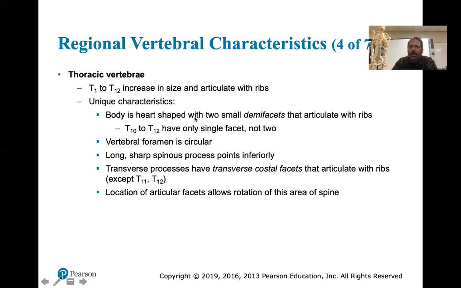So the body is heart-shaped and has two small demifacets that articulate with the ribs. T10 and 12 have only one single facet, not two. All right, so they don't attach quite as directly as the ones above it. The vertebral foramen, if you look, I'm saying it's very, very round. Okay? They have a long, sharp spinous process that points inferiorly. Right? Transverse processes, all right, have transverse costal facets. And remember, I told you guys, whenever you hear the word costal, I want you to always think of rib.